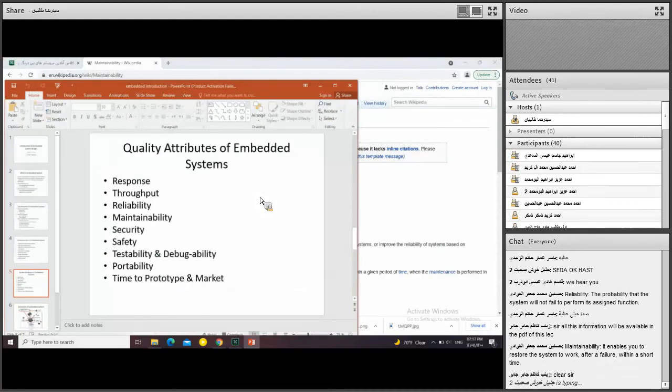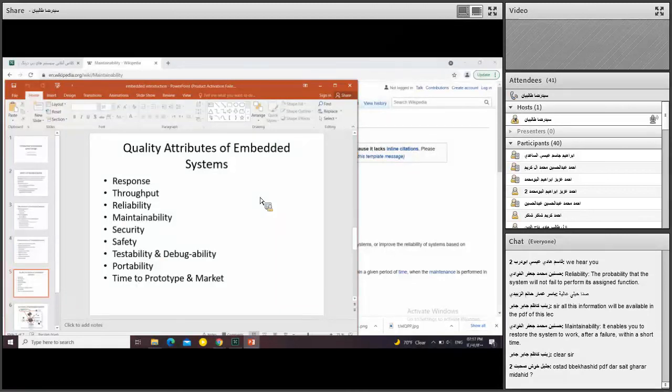Okay, after this we have testability and debuggability and portability. Portability is related to having a system that is portable.